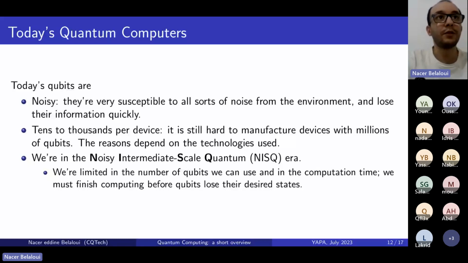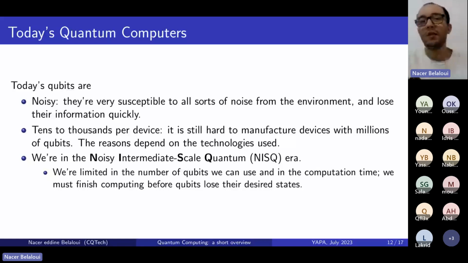So let's look at qubits. First of all, they are noisy, and this is what I just very briefly mentioned, that qubits today are very susceptible to noise from the environment, and they also interact between themselves. So they lose information quickly, which means that if you want to perform quantum computation on today's quantum computers, you have to be quick. You can't just execute a very big quantum program. It has to be short.